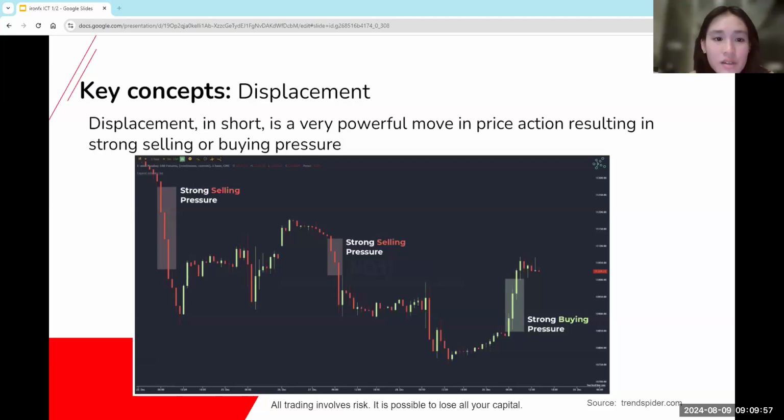Okay, sorry about that. So next, we're going to look at displacement. Displacement is a very powerful move in price action, resulting in strong selling or buying pressure. Generally speaking, displacement will appear as a single group or a group of candles that are all positioned in the same direction.